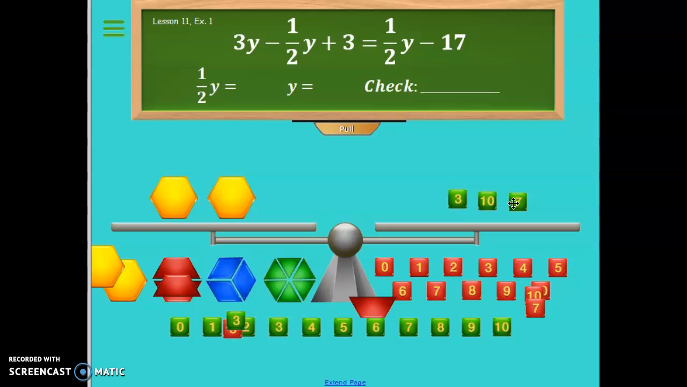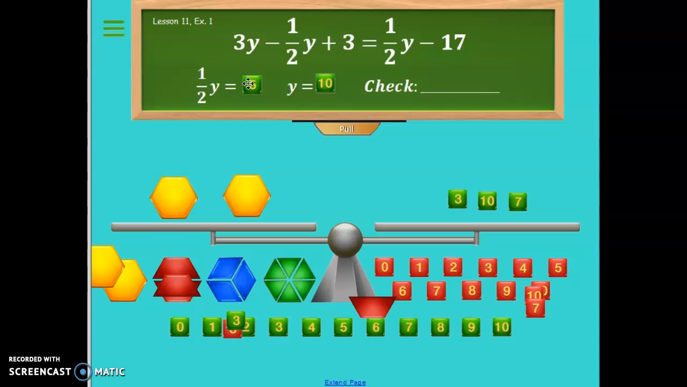And if 2y equals negative 20, then 1y is going to be equal to a negative 10. And if 1y is equal to negative 10, then 1/2 of y is going to be equal to a negative 5. Okay? Did that a little backwards here. Usually we find the unit fraction first, but that's okay.